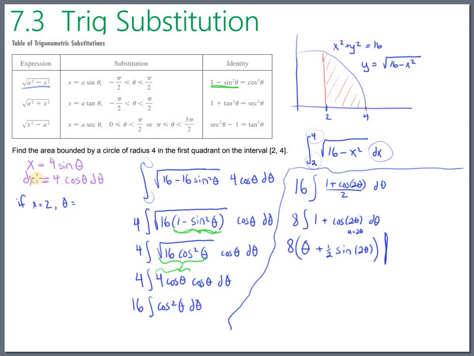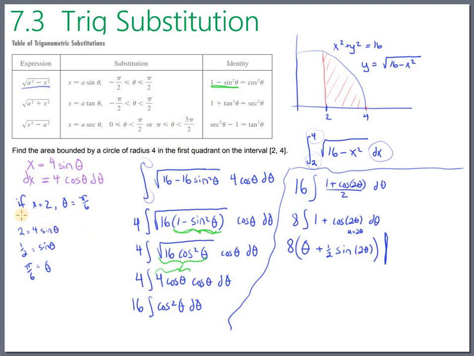Looking at this top equation right here, if x is 2, divide both sides by 4. You get sine theta is 1/2. There are lots of places where sine theta equals 1/2, but the one that's closest to 0 is pi over 6. So that means, if x is 2, then theta would be pi over 6.